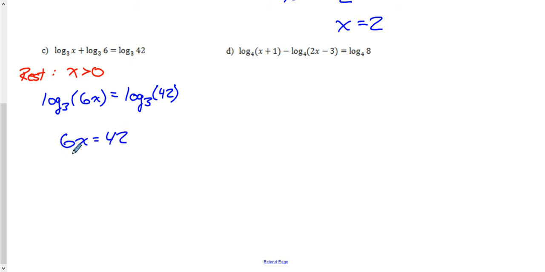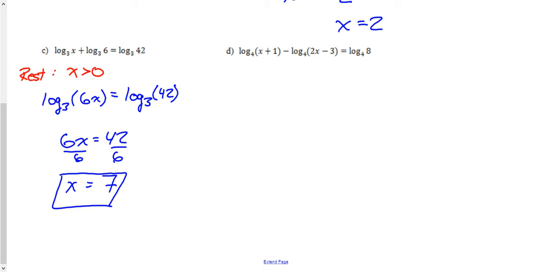So I'm left with 6x equals 42. And here I'm going to divide both sides by 6 to get x by itself. So x is equal to 7. And again, let's double check. Does that fit in our restriction? Sure does, because it's greater than 0. So I could put a box around this answer for our solution.